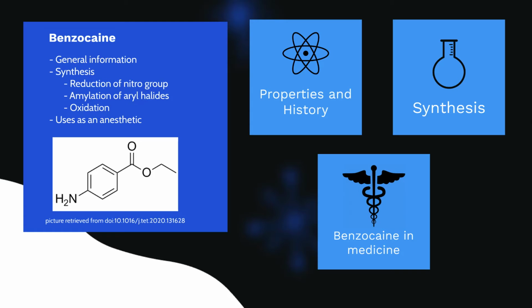I will start off with benzocaine. I'll talk about general information of benzocaine, the history, a few different synthesis methods, and its uses as an anesthetic. And here you see the structure of benzocaine.